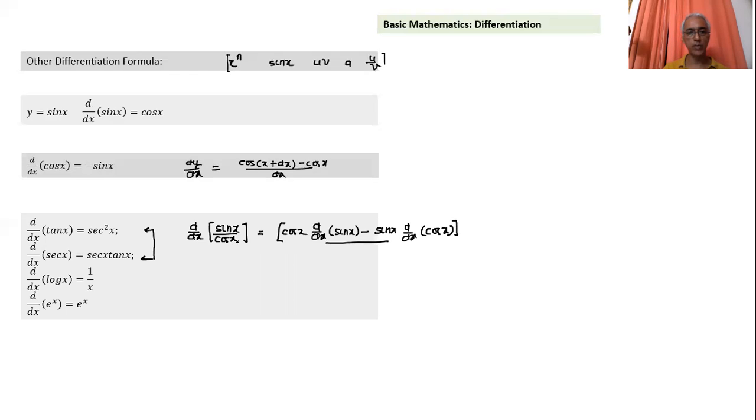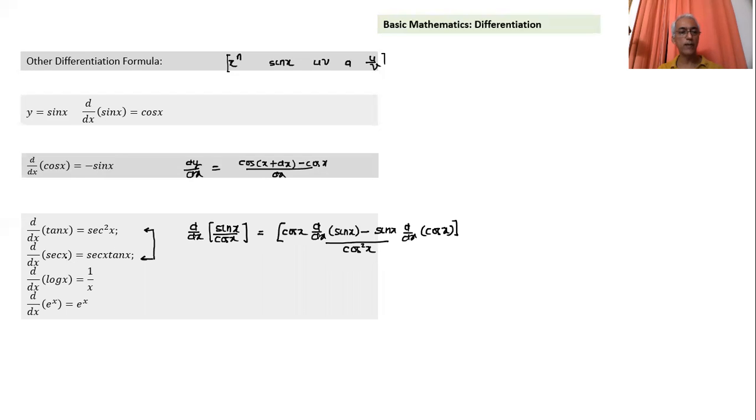What is there in the denominator? So we understand what u is here. This is the u term, this is the v term. There's a v square here, so it will be cos square x. We can simplify this part here. The derivative of sine x is cos x, the derivative of cos x is minus sine x. So minus minus becomes plus. The whole numerator becomes cos square x plus sine square x, which is equal to 1. So it is 1 by cos square x, which is secant square x.